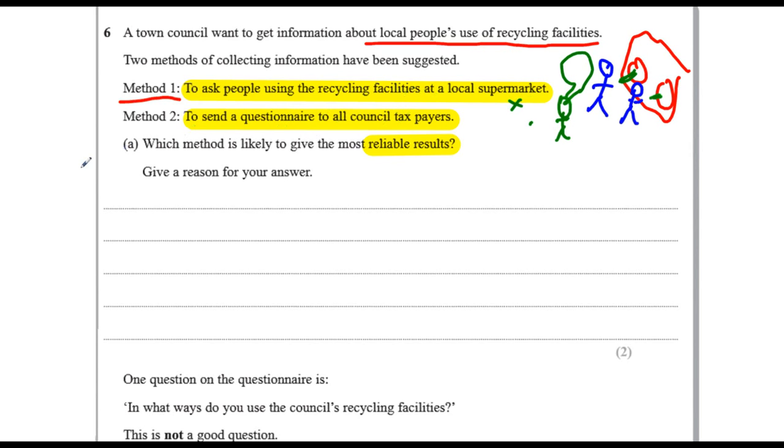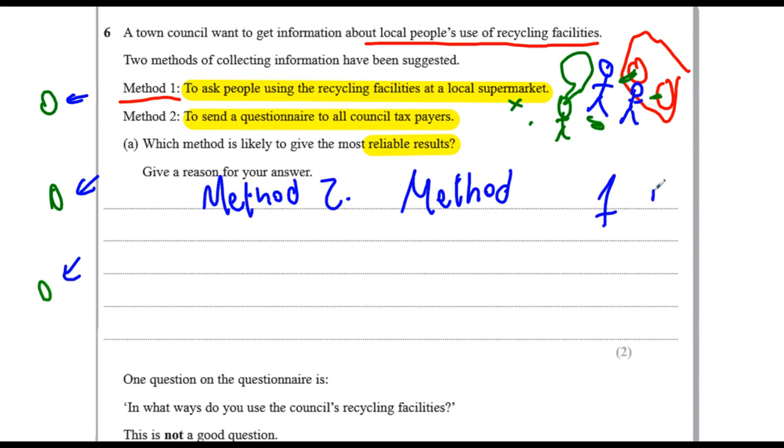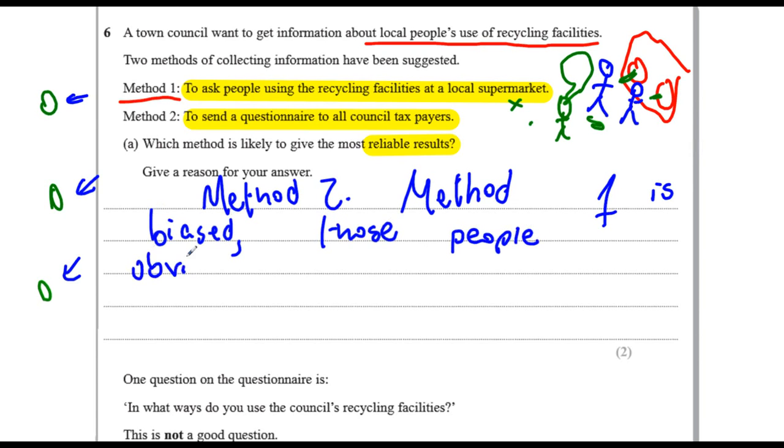Second method, well, you've got your council taxpayers all at home, might be doing their own thing. Some might be on the Xbox, some might be out playing football, some might be down a recycling centre doing some recycling. Whatever these people are into, they're going to get, in method 2, a survey through the post. Okay, so method 2, because method 1 is biased, because of what we just talked about, those people obviously use recycling facilities, because they are already there.